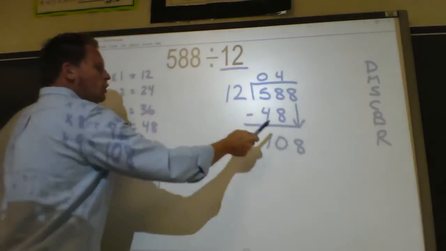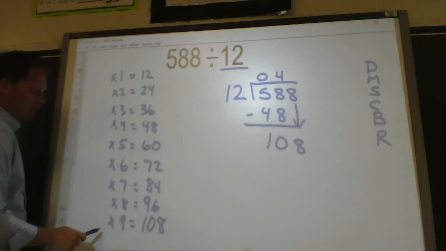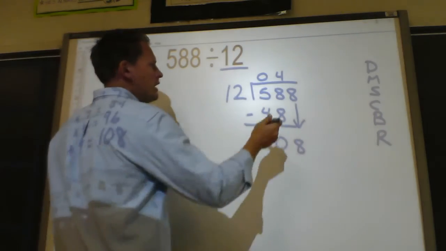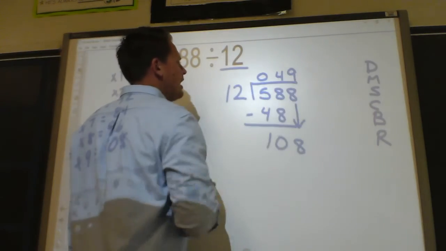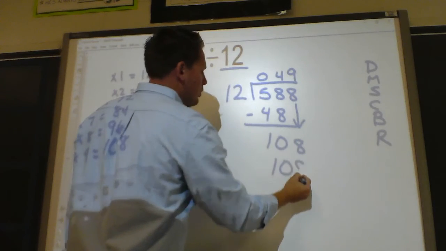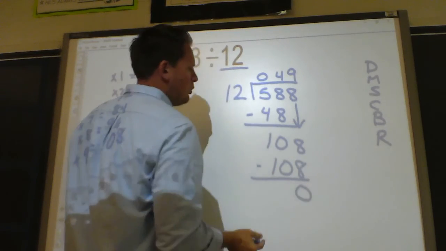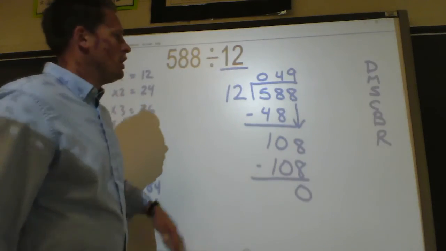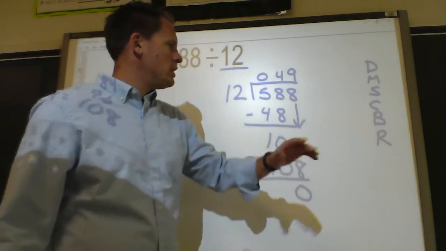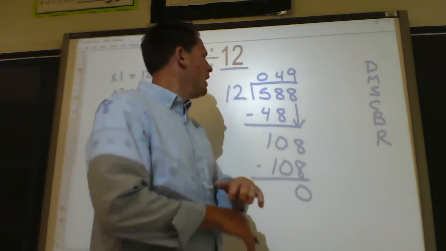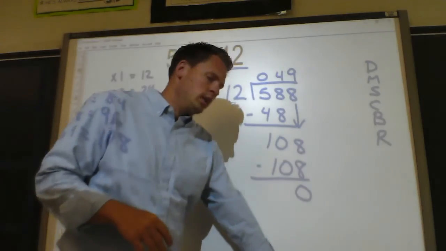How many times does 12 go into 108? Over here, 12 times 9 is 108. It fits in 9 times. 9 times 12, we already know, is 108. Subtract, 0. We have a remainder of 0. With nothing left over, we've reached the end. There are no numbers to bring down. We are done.